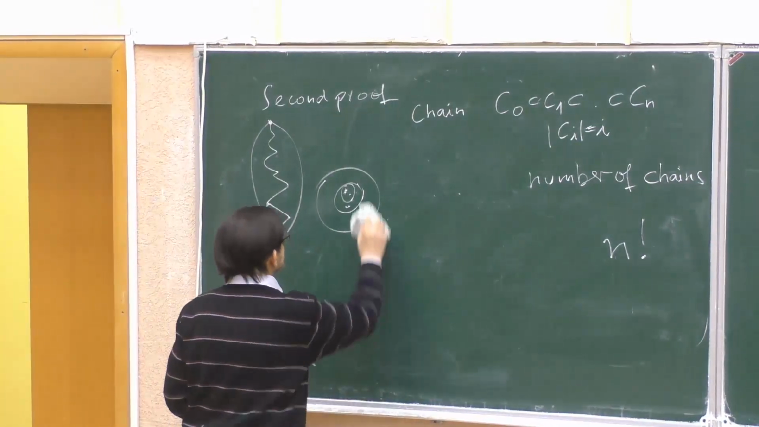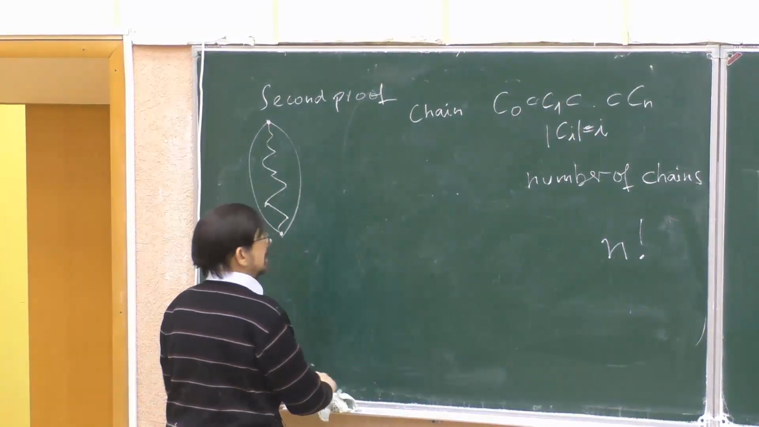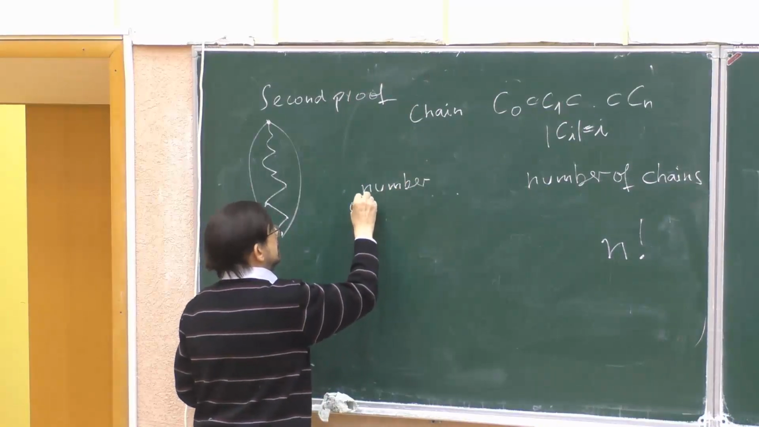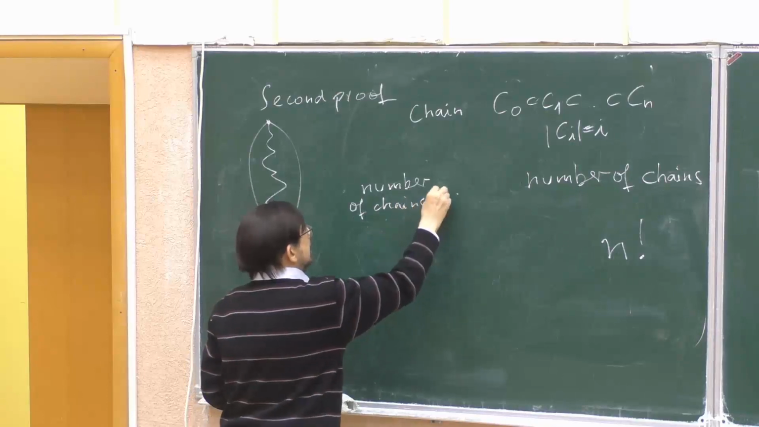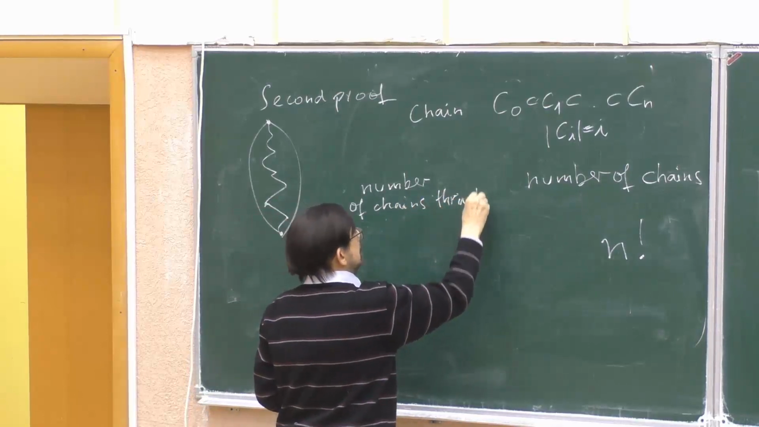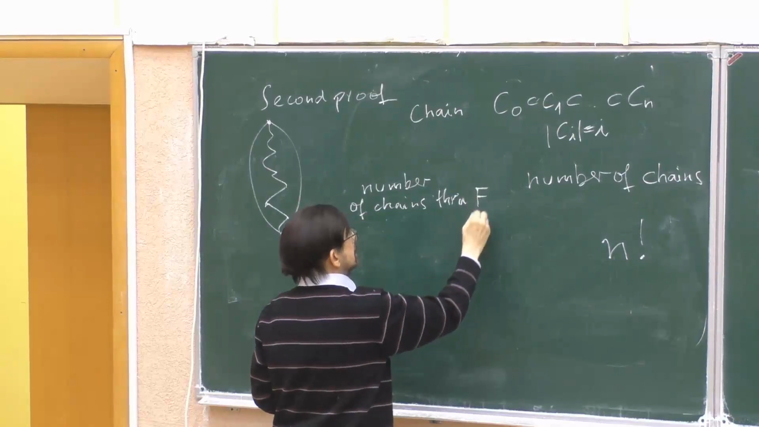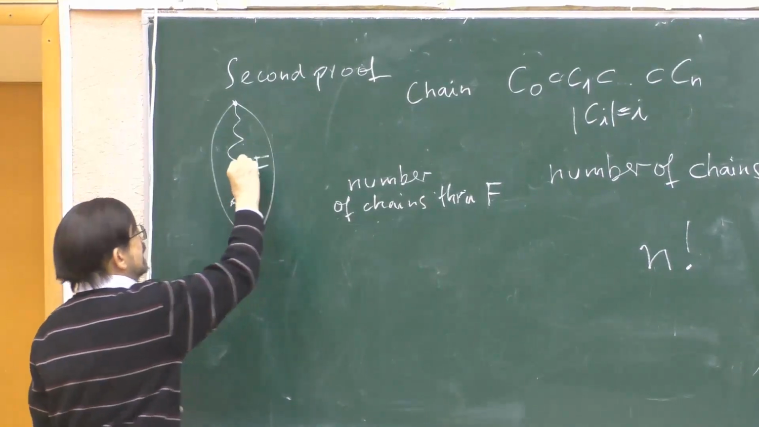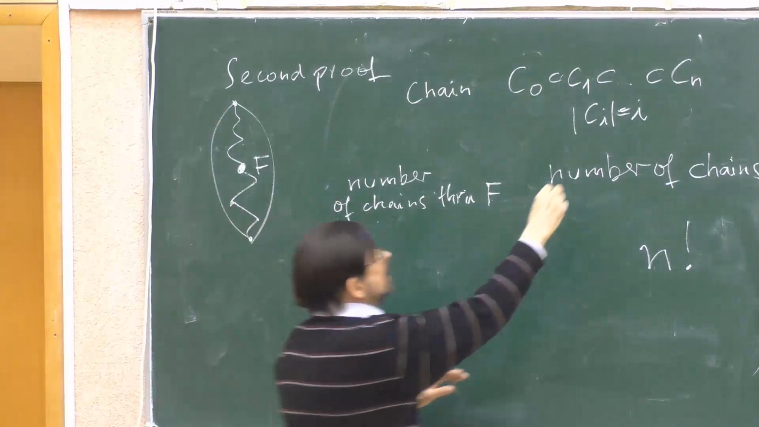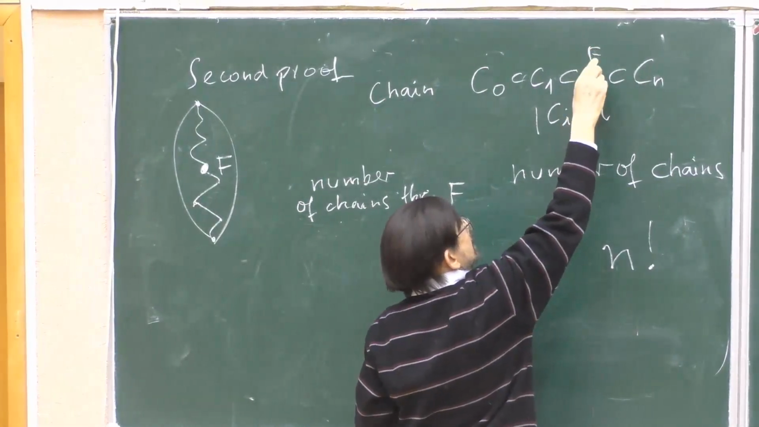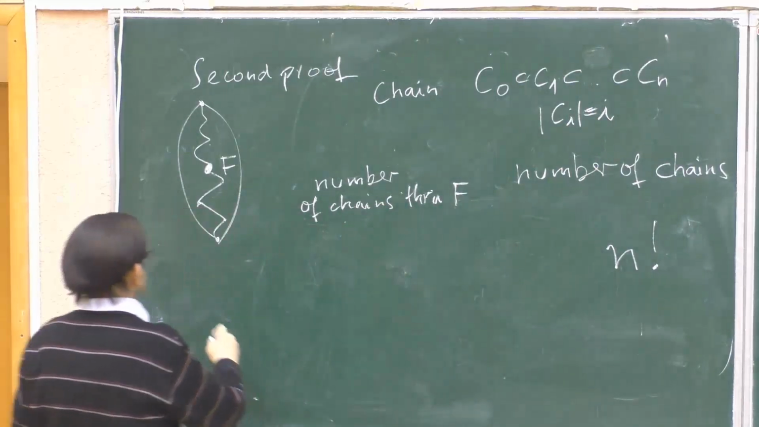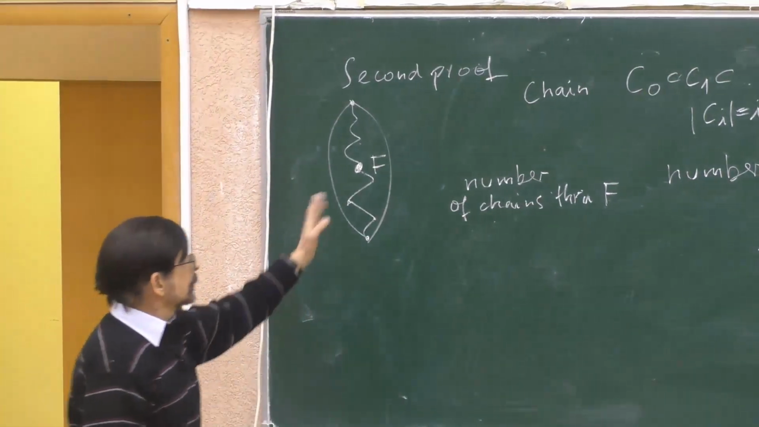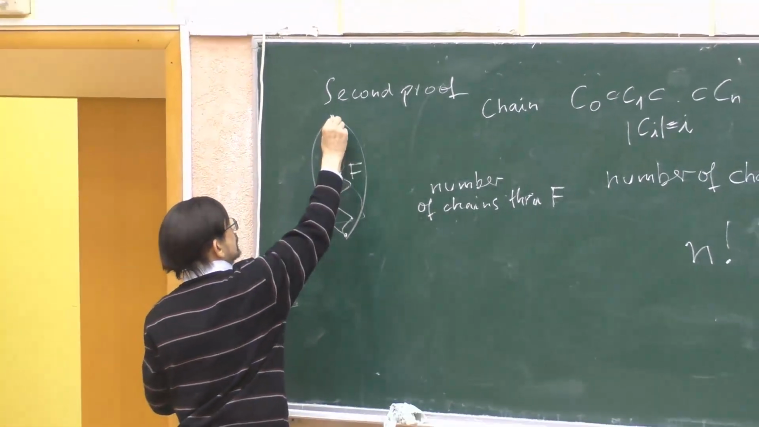And now the number of chains through a set F. So we fix an element here. So F is somewhere here. How many chains we have which go through? So everything must go through.